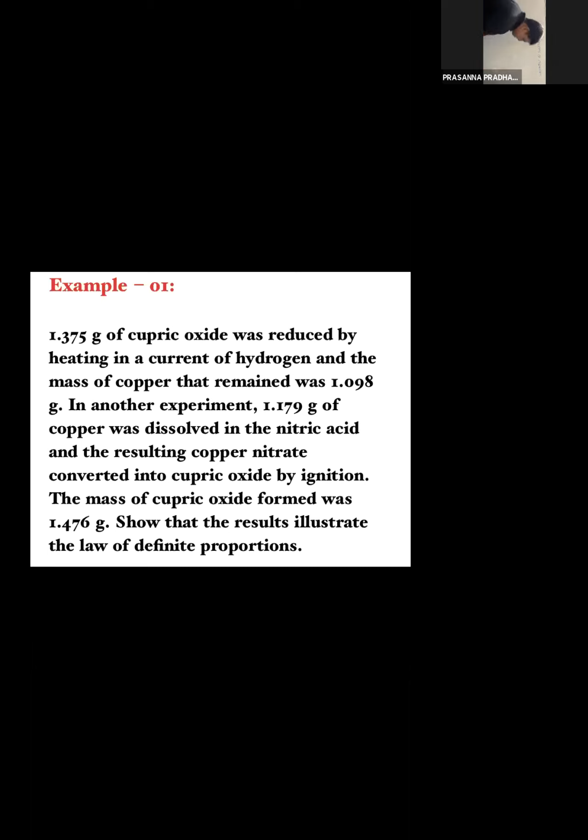Okay, so it seems to be a long problem now, but it will definitely clear all our concepts. So 1.375 gram of cupric oxide was reduced by heating in a current of hydrogen, and the mass of copper that remained was 1.098 gram. In another experiment, 1.179 gram of copper was dissolved in nitric acid. So this result illustrates the law of definite proportions.